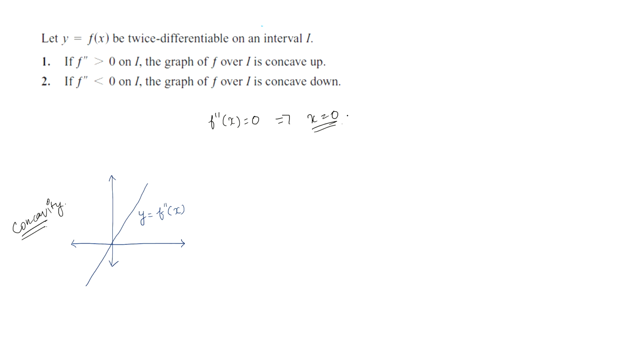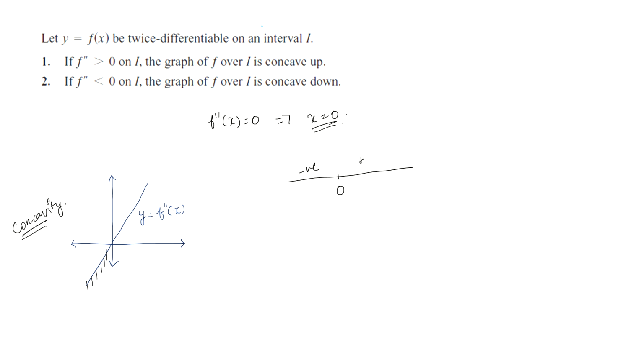Okay, so now if this is x equals 0, we have to observe how f double dash is behaving in the neighborhood of 0, before 0 and after 0. Note that for all the points less than 0, the graph of f double dash is negative. It is less than 0. It is lying below the y-axis. So it is negative. And at all the points greater than x equals 0, the graph of f double dash is positive.